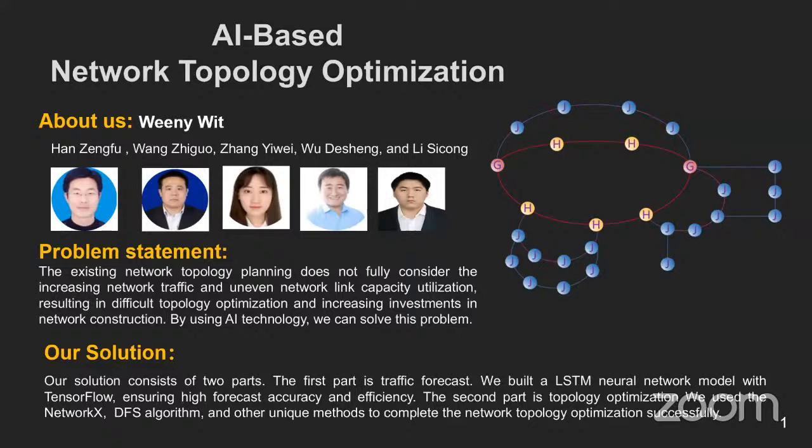And by using AI technologies, we can solve this problem. Our solution consists of 2 parts. The first part is traffic forecast, and the second part is topology optimization. We actually set up a complete network topology analysis and optimization system.